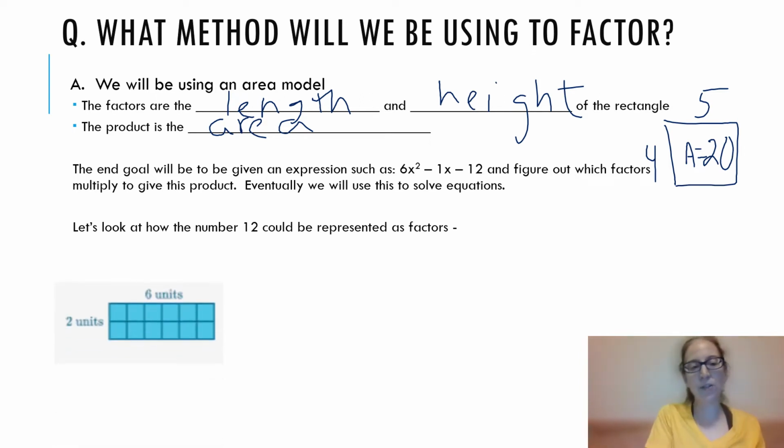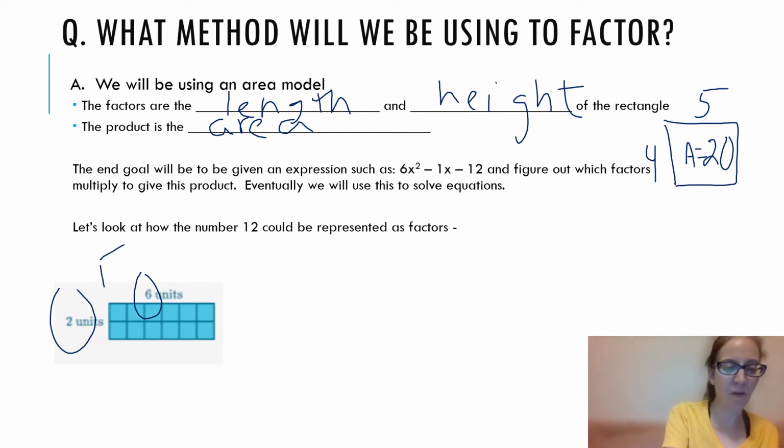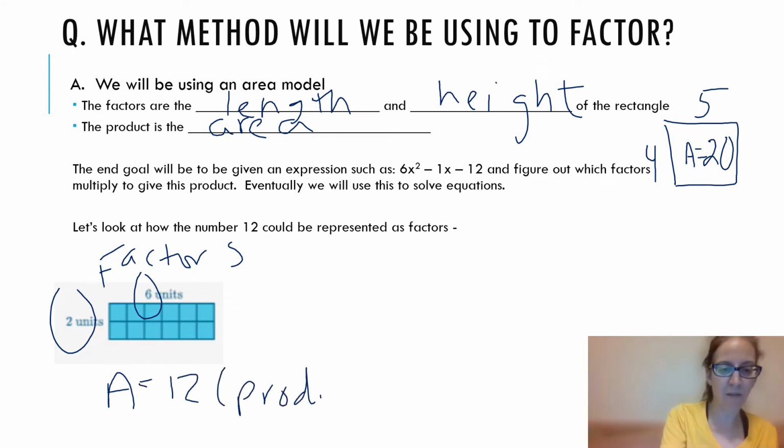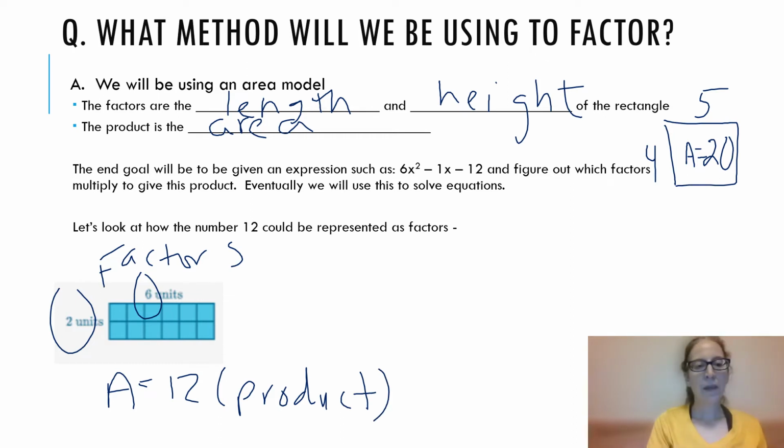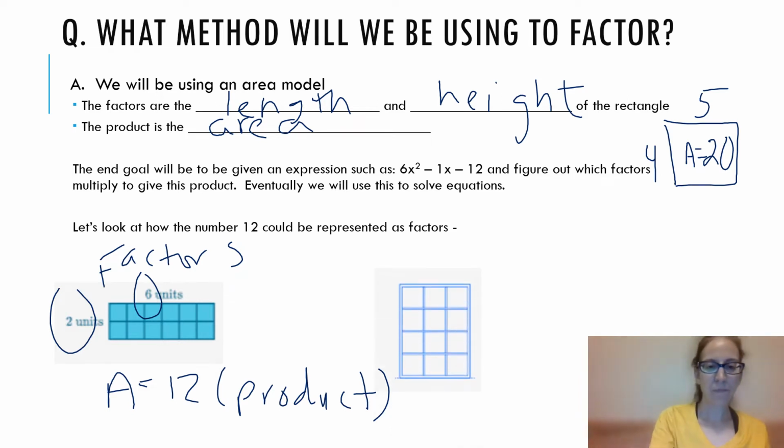So the first one is you could have a rectangle that is 2 units tall by 6 units wide. The 2 and the 6 are the factors. And then the area is 12, which is the product. Okay? And so you could represent 12 that way using a rectangle. Or you could have a 3 by 4. So you could have a length of 3 and a height of 4. And again, if you count the rectangles, you would have 12 rectangles.